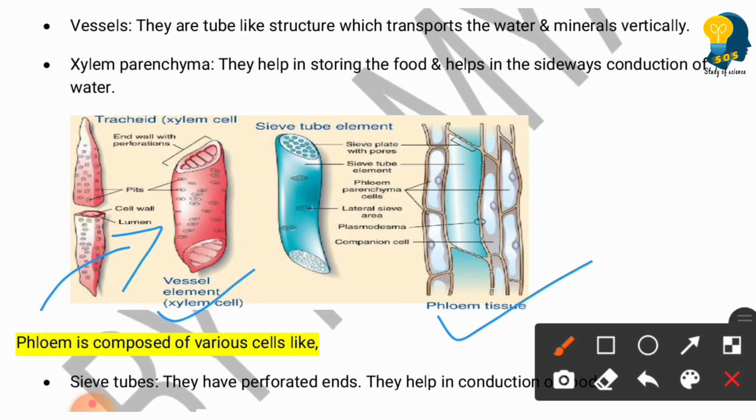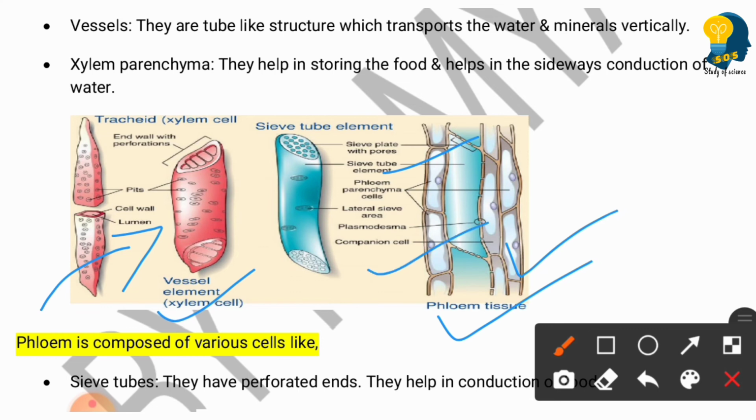See, when I talk about the sieve tube which is present in the phloem tissue, it helps in conduction of food. They also have the perforated ends. Here you can observe the sieve tube. They have the perforated ends. They help in conduction of food.